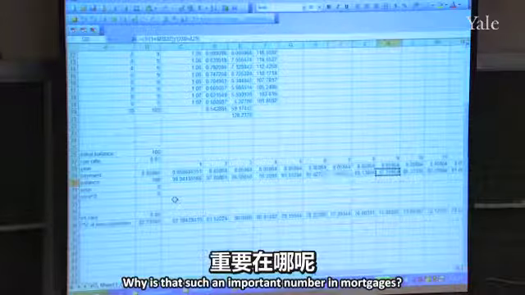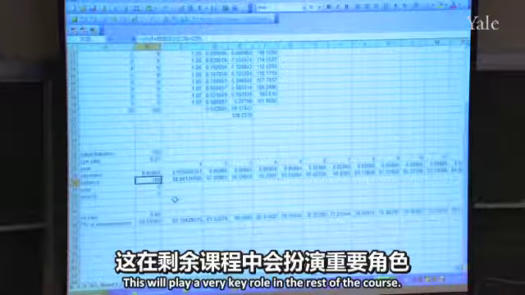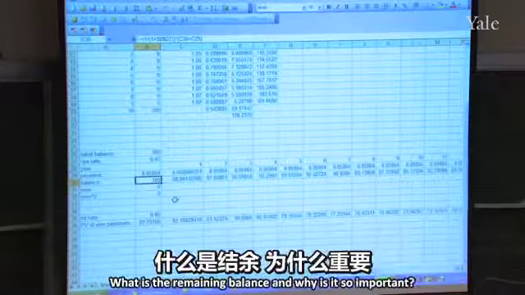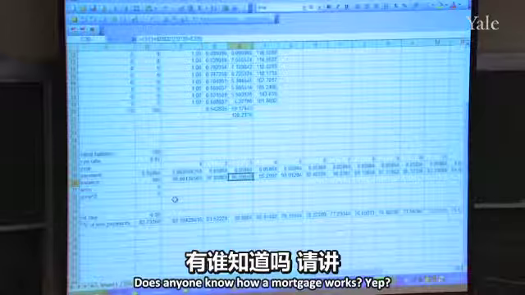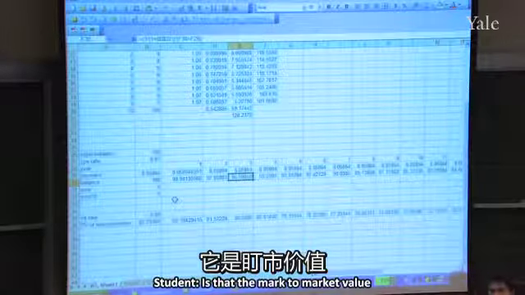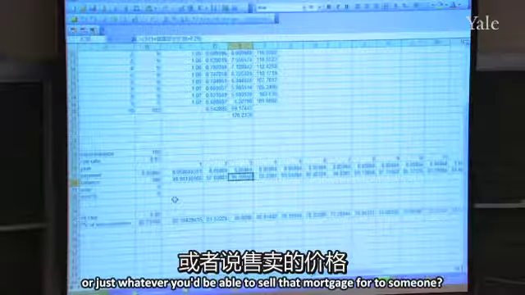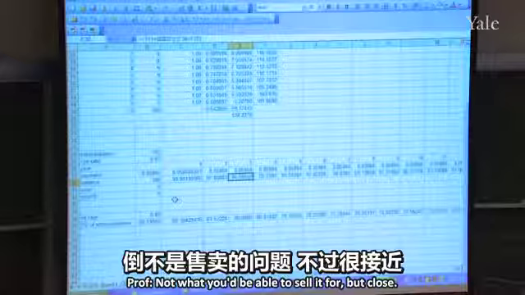Why is that such an important number in mortgages? This will play a very key role in the rest of the course. What is the remaining balance and why is it so important? Does anyone know how a mortgage works? Yep. Is that the mark-to-market value, or just whatever you'd be able to sell that mortgage for to someone? Okay, not what you'd be able to sell it for, but a little bit, close.